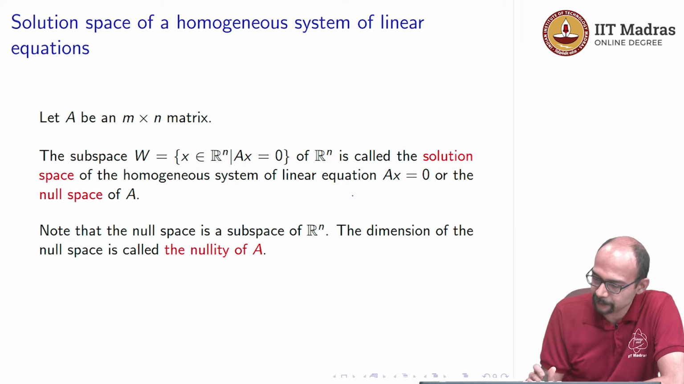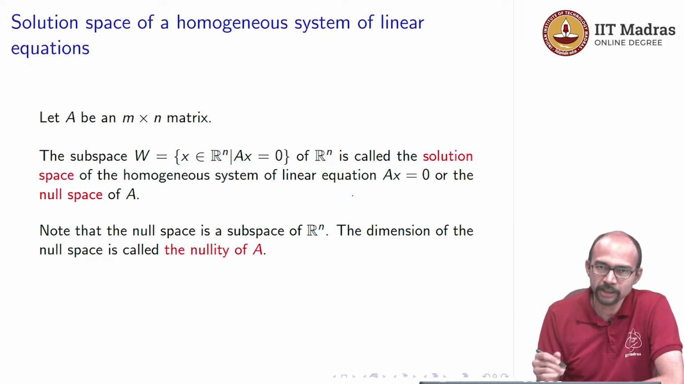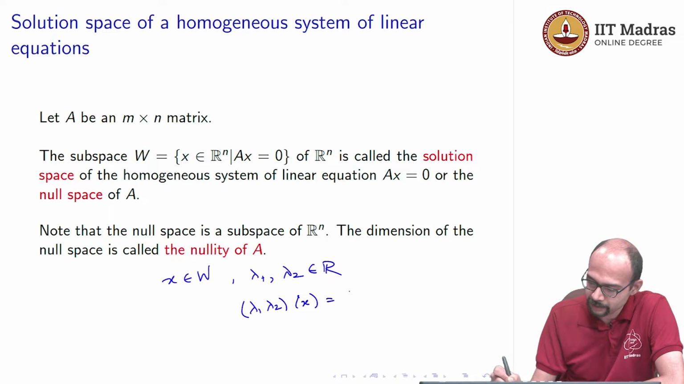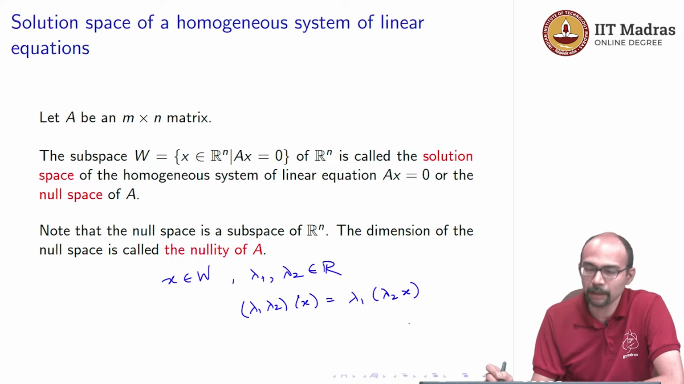Let me justify this statement about a subspace. Remember what a subspace is: it is a vector space in its own right. But to check that something is a subspace, remember that for a vector space there is a large number of axioms, but if it is a subspace, many of those axioms are already satisfied, because any subset will satisfy those axioms. For example, if you have x in this subspace W and lambda 1 and lambda 2 in the real numbers, then lambda 1 lambda 2 multiplied by x is equal to lambda 1 times lambda 2 times x. This equation we know already because it is true in the entire space Rn.